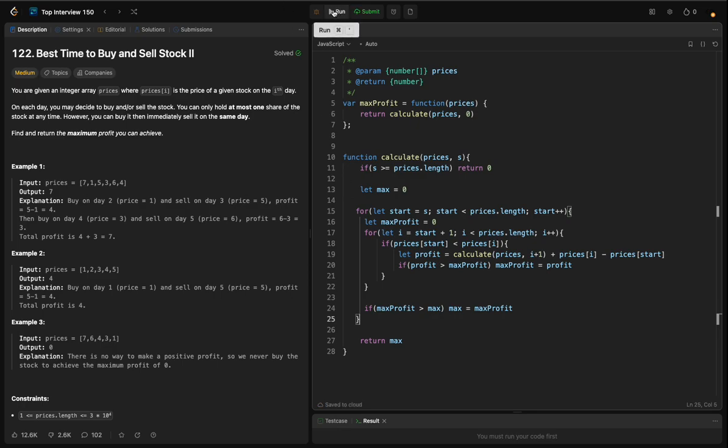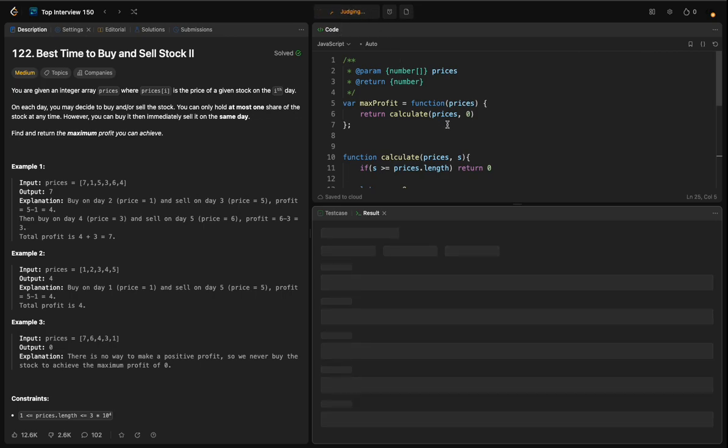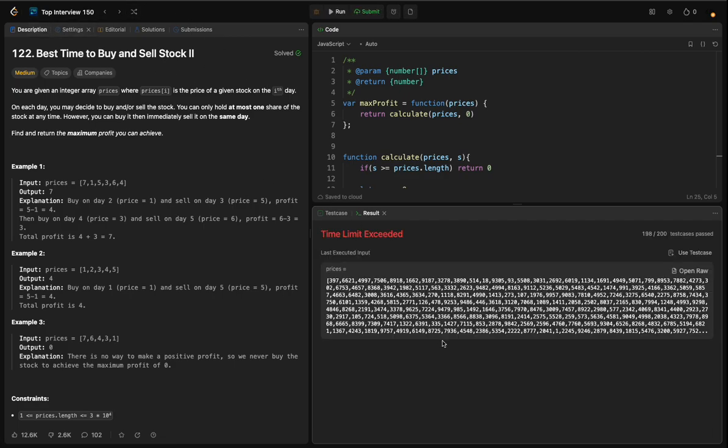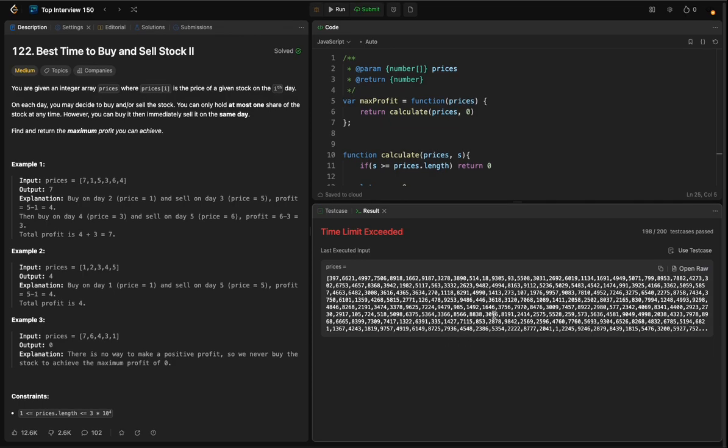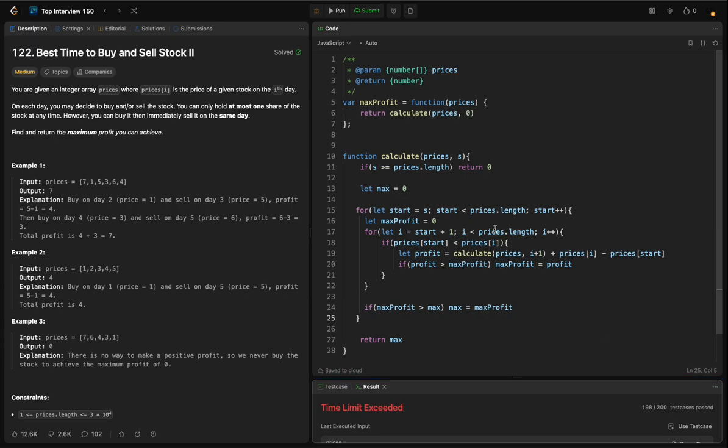I can run it, and it will run successfully. However, if I submit it, I will get time limit exceeded because it's O of n to the power of n. Its time complexity is awful. So you see right now the function still didn't work because of time exceeded. When we have this big row, time exceeded, and the test cases didn't work that well. So in the next video, we'll try to find better solutions for this specific problem.